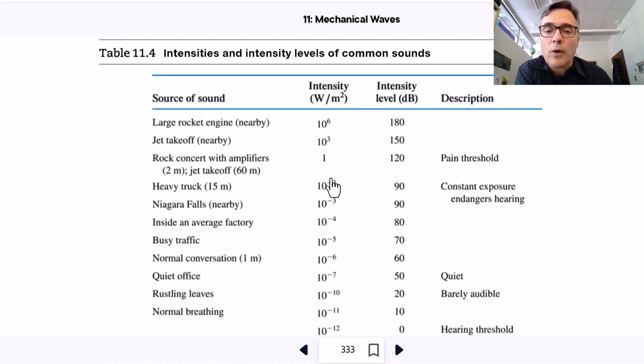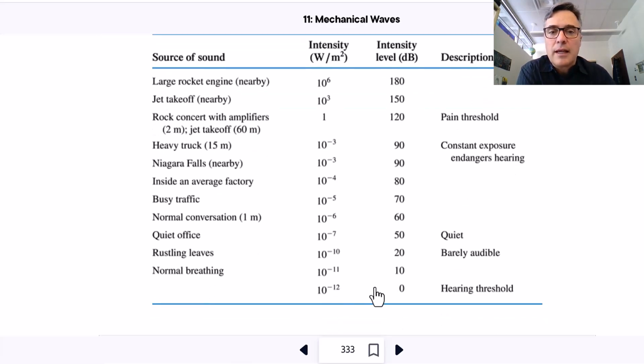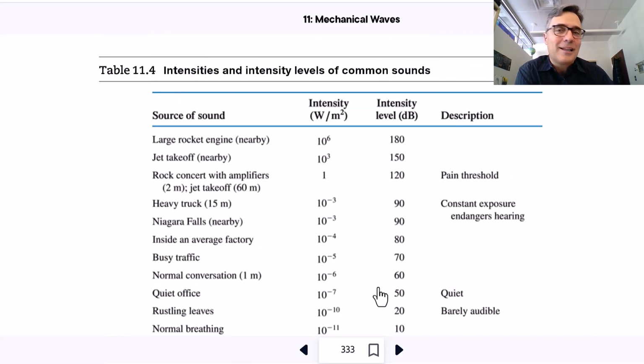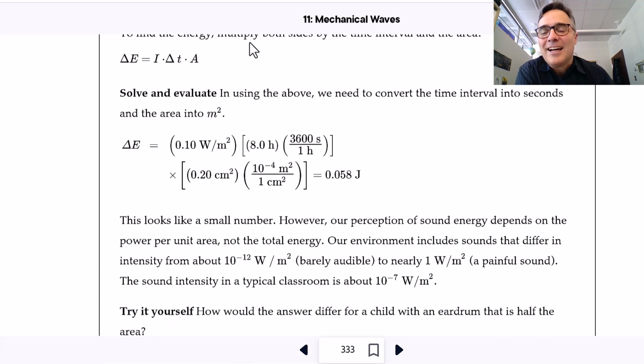This 1 watt per meter squared, that's the rock concert. The threshold of pain is 120 decibels. That means it's 1 trillion times more intensity than the hearing threshold. So that's sort of skipping ahead.